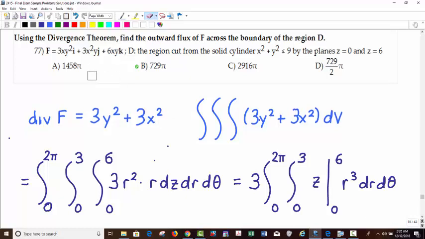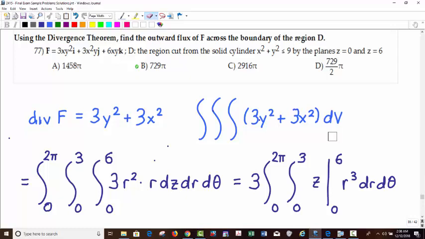So let's see what we have here. The divergence, the x partial of 3x y squared makes 3y squared. 3x squared y, the y partial of that would be 3x squared. And then the z partial, the last term, would be 0 because there's no z term there. So this is the basic setup, what we're integrating, dv.